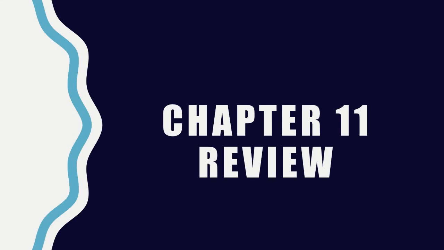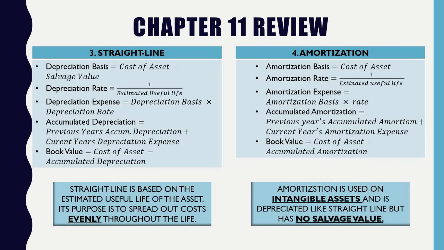So chapter 11 review. Once again, we talked about straight line and we talked about how amortization is exactly identical to straight line. Only difference is you don't have a salvage value. Right? Now, again, the difference between the two: straight line is where you're spreading the cost evenly over the estimated useful life, where amortization is meant for intangible assets. But you do essentially do the same thing. You're spreading the cost evenly amongst its estimated useful life, and then you depreciate it every single month evenly. Right?